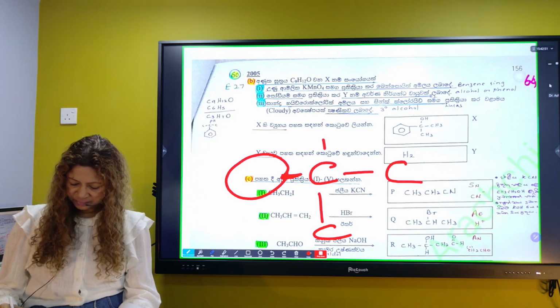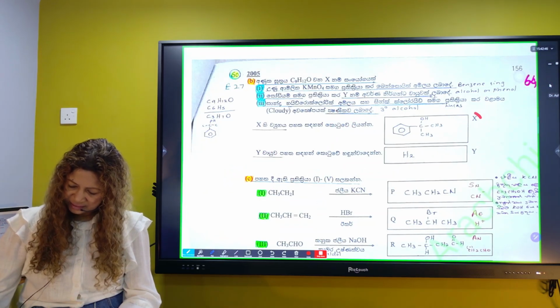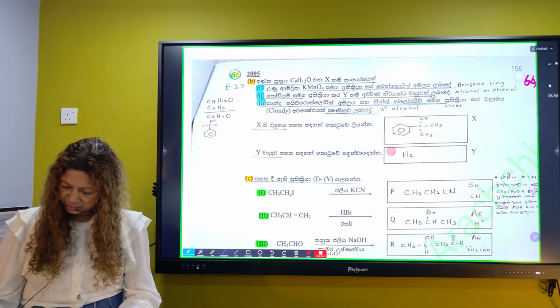Then it's become very easy then, tertiary alcoholic part. Okay, then this is the answer. And then the gas is H2. Gas is H2. Why?